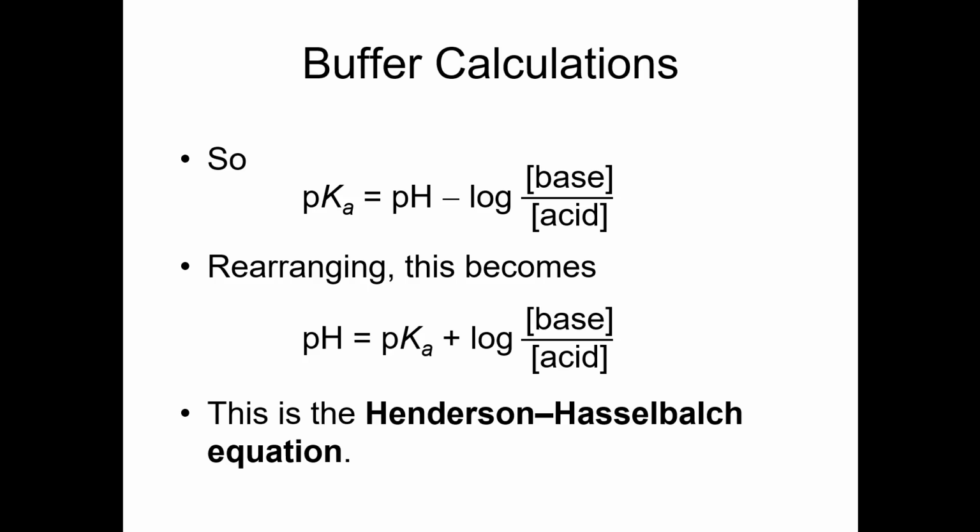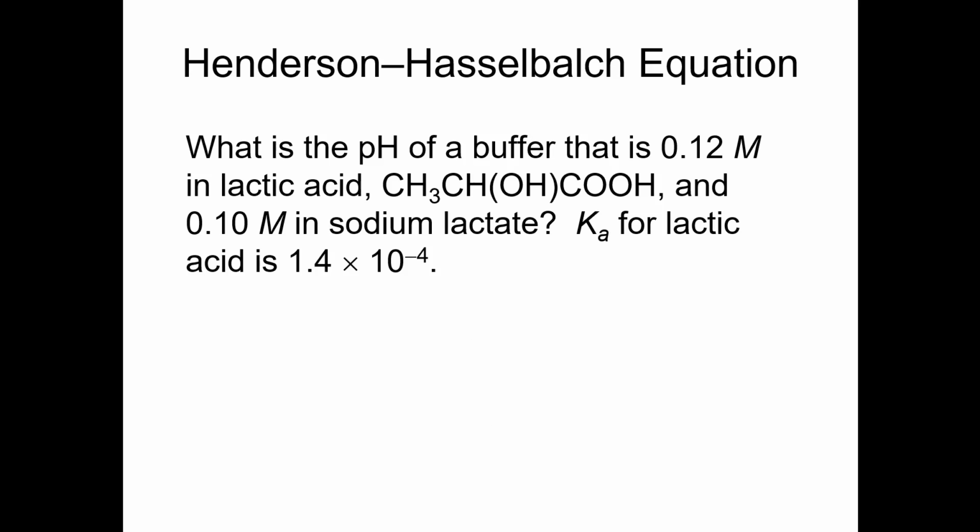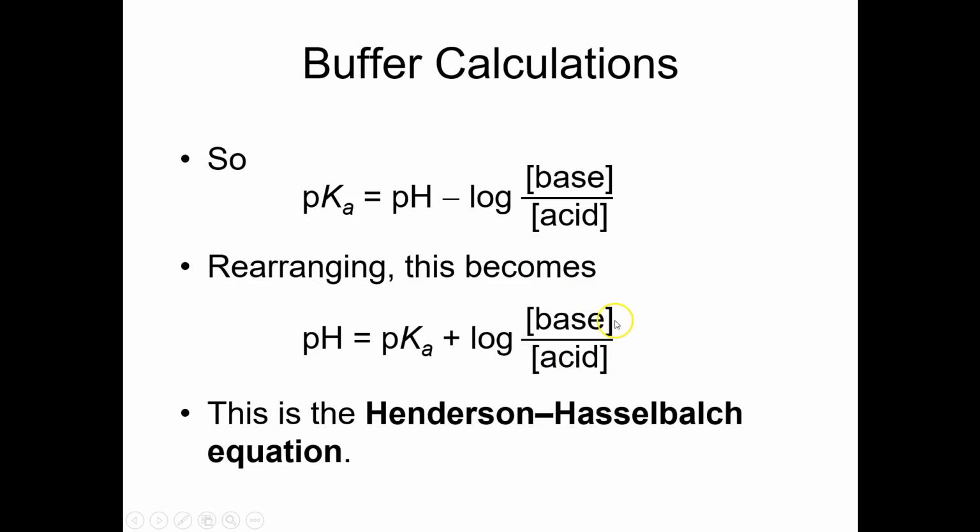So let's do a quick example, and then I'll put some more examples of this into the suggested problems prior to the QOD. And so let's take lactic acid. What is the pH of a buffer that is 0.12 molar in lactic acid and 0.10 molar in sodium lactate? And lactate is the conjugate base of lactic acid. And the Ka for lactic acid is 1.4 times 10 to the minus fourth. And so this problem gives us the concentration of lactic acid and the concentration of lactate. That gives us the numbers to plug in here.